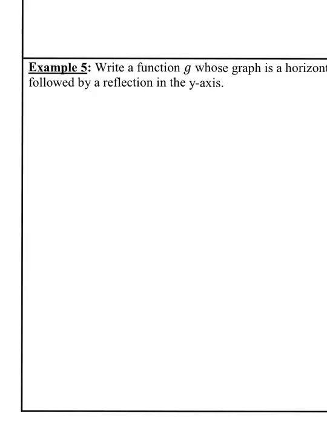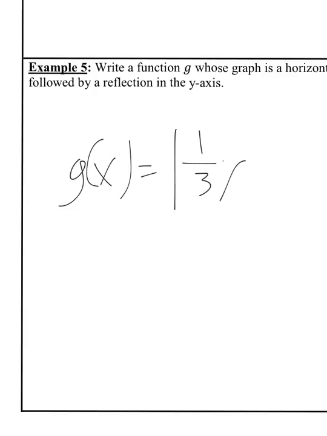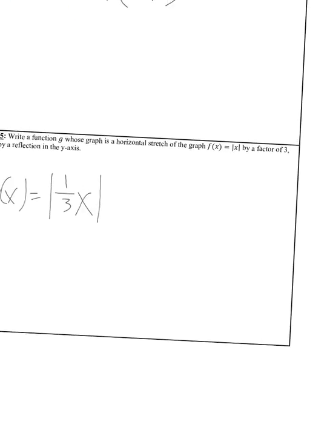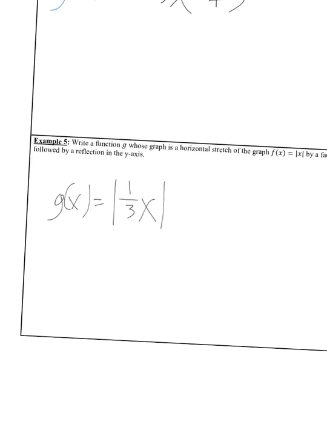So I'll write g of x equals, and so horizontal's on the inside, so I'll go 1/3x, and then I'll put that there. That represents the horizontal stretch right there, okay? That'll make it get wider, all right? And now we just need to reflect it in the y-axis. Well, the y-axis reflection's on the inside, so all you really need to do is just throw a negative right up front, and that'll be it. So that's the answer to example 5.